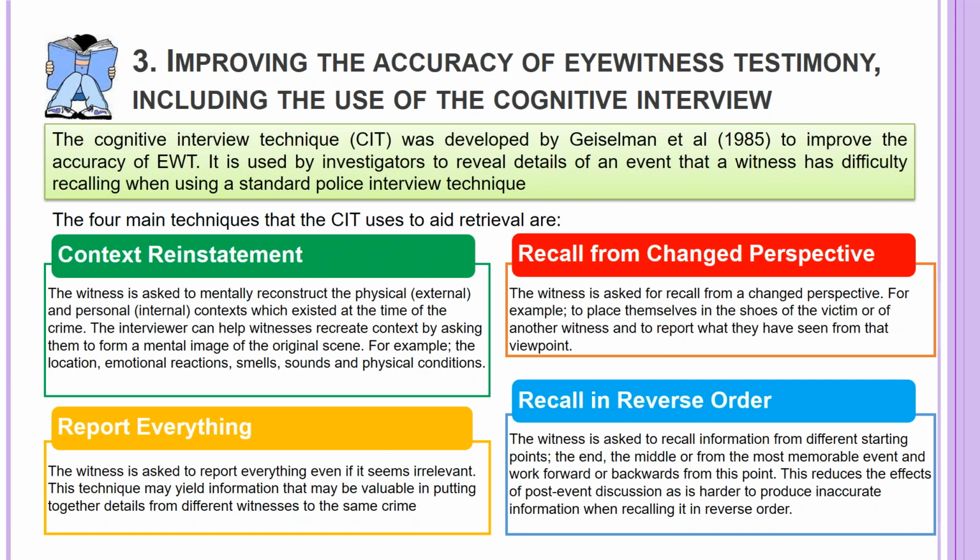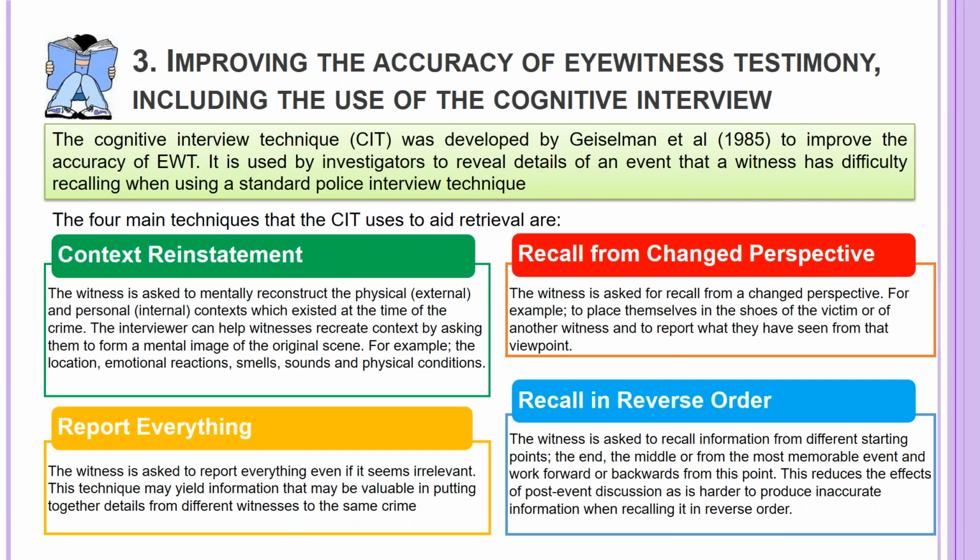The witness is asked to mentally reconstruct the physical, external and personal internal contexts which existed at the time of the crime. The interviewer can help witnesses recreate the context by asking them to form a mental image of the original scene. For example, the location, emotional reactions, smells, sounds and physical conditions.